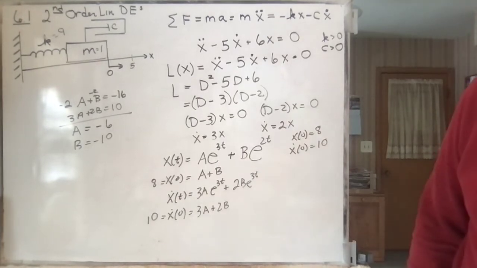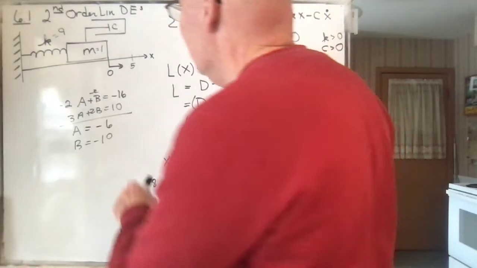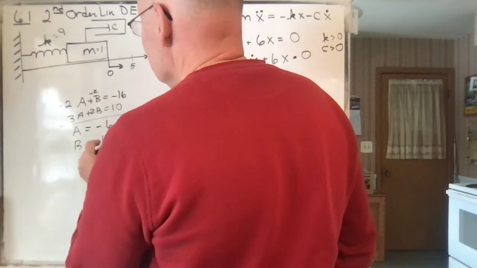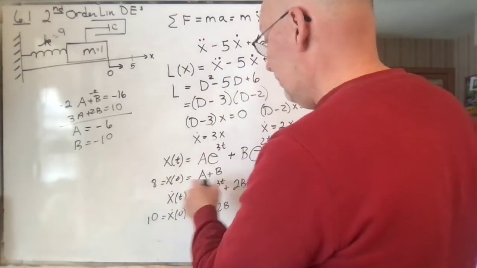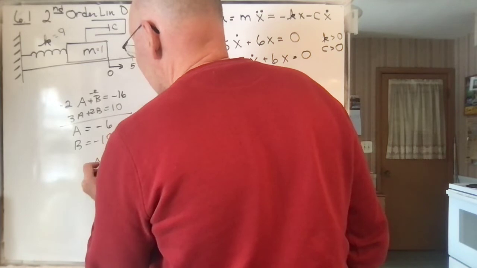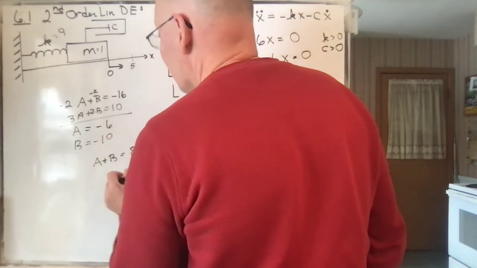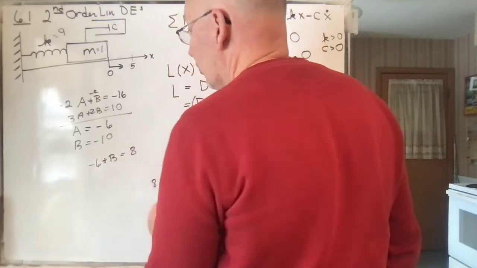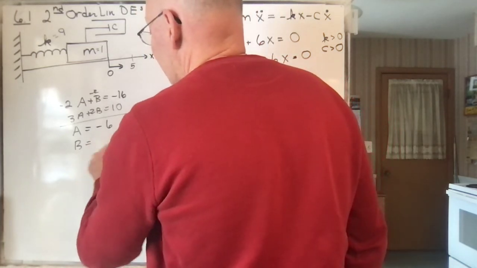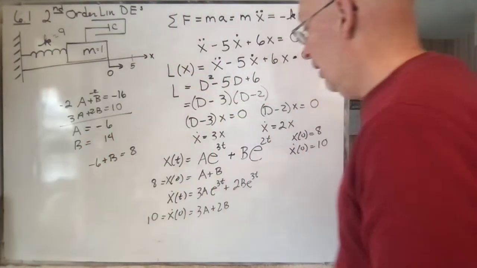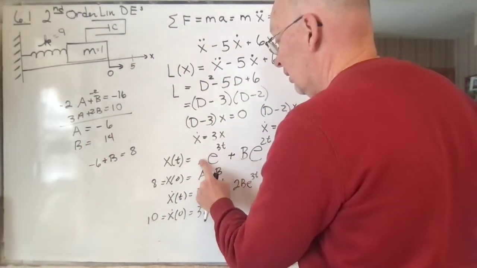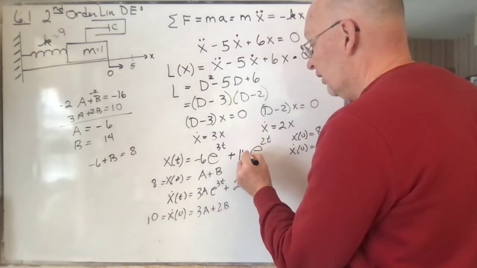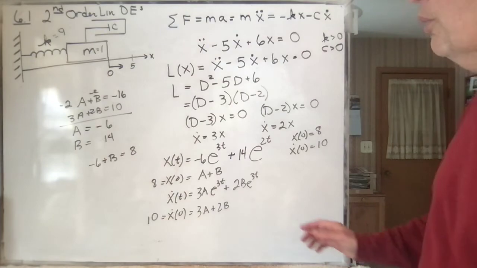Oh, I got -6 and 14. Did I do that right? Let's do it again. I'm sorry. We have that a plus b is equal to 8, and we're told now that a is equal to -6. So we have -6 here, so bring it over, and b is equal to 14. Okay? So that gives us our particular solution.